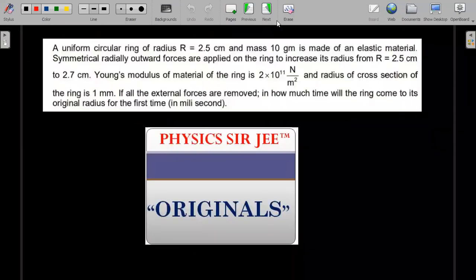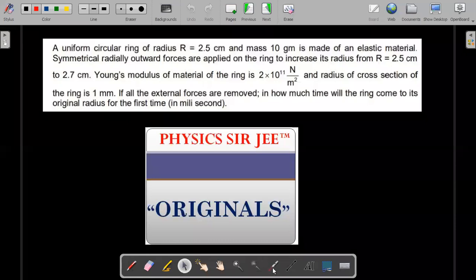A uniform circular ring of radius r equal to 2.5 centimeters and mass 10 grams is made of an elastic material. Symmetrically, radially outward forces are applied on the ring to increase its radius from r equal to 2.5 centimeters to 2.7 centimeters. Young's modulus of the material of the ring is given as 2 × 10^11 newton per meter square, and the radius of cross section of the ring is 1 mm. If all the external forces are removed, in how much time will the ring come to its original radius for the first time, in milliseconds?